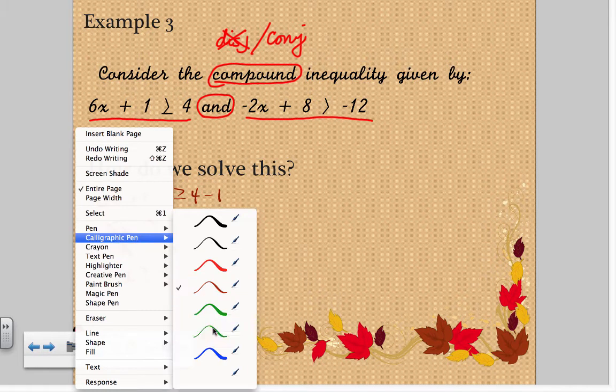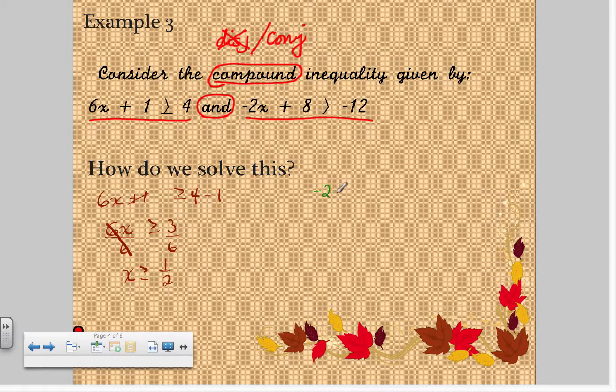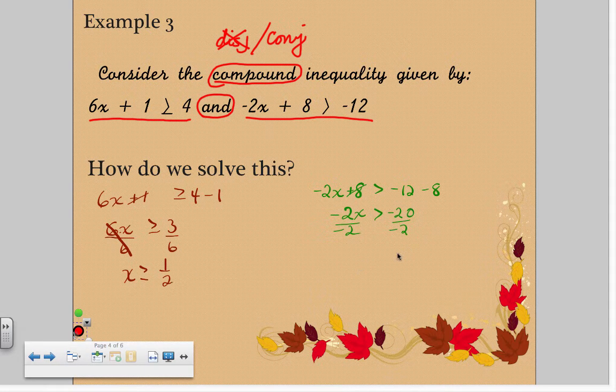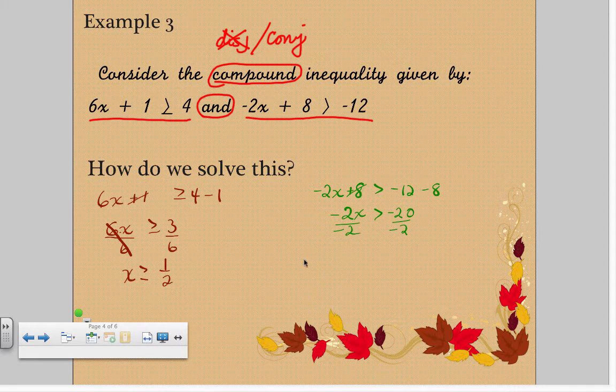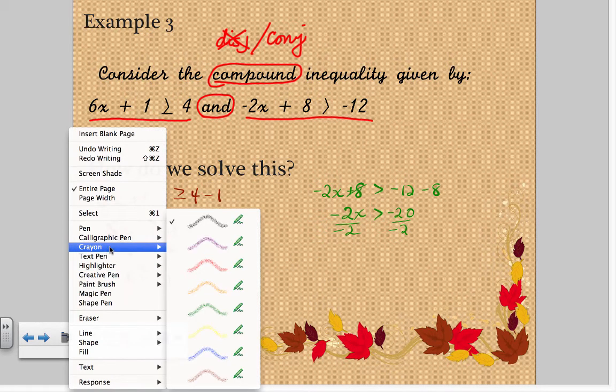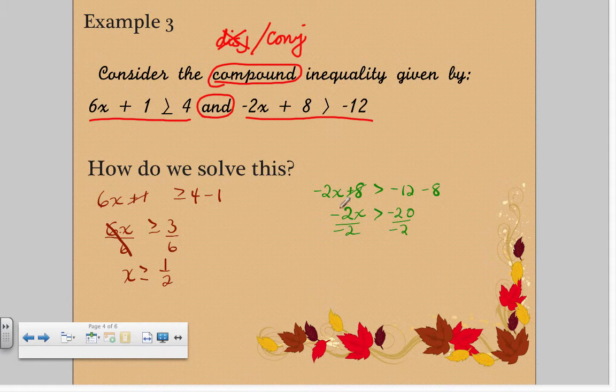All right, I'm going to go and solve the other side. -2x plus 8 greater than -12. I'm going to inverse that 8 operation, which will bring that to -20. -2x. I'm going to divide by -2 both sides. Oh, that's right. I'm dividing by a negative. So that means signs are going to be changing. This greater than is going to go to a less than. -20 divided by -2 makes it 10.